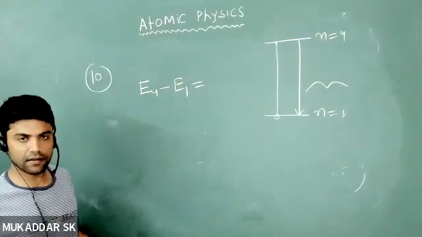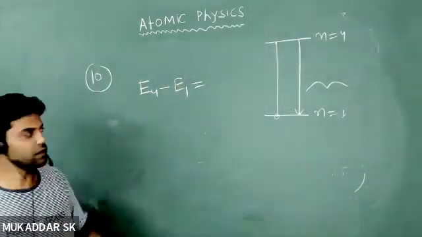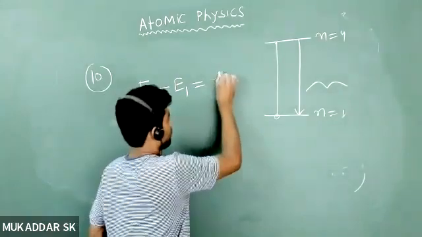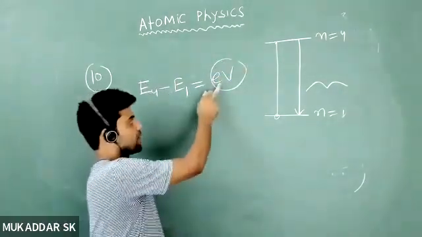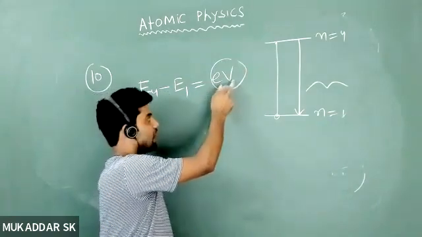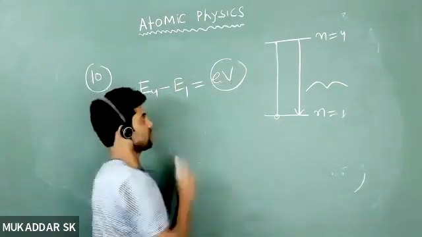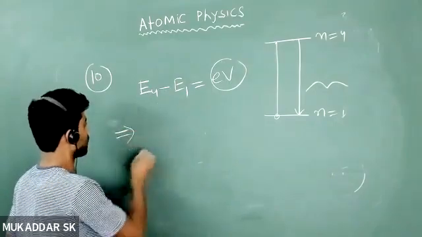And the electron is accelerating and getting that much energy. So what do you have to write? E into V, where E is the electronic charge and V is the potential difference, and that potential difference you have to calculate. So it's a very simple question. So what do you have to do?